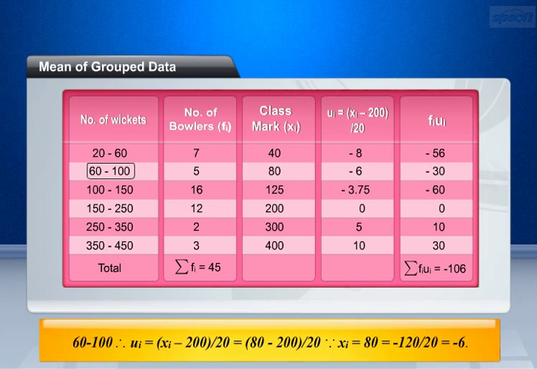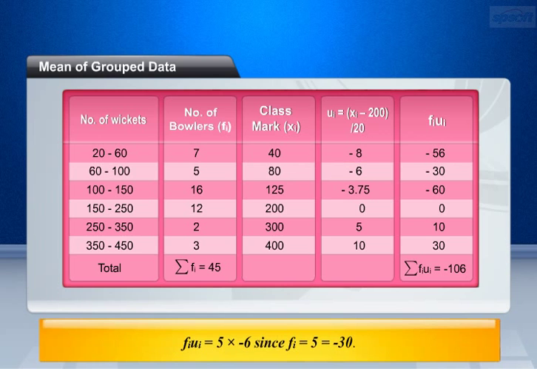Consider the class interval 60 to 100. Therefore ui equals (xi minus 200) by 20. This is equal to (80 minus 200) by 20, since xi equals 80. This is equal to minus 120 by 20, which is minus 6. Now fiui equals 5 into minus 6, since fi equals 5. This is equal to minus 30.